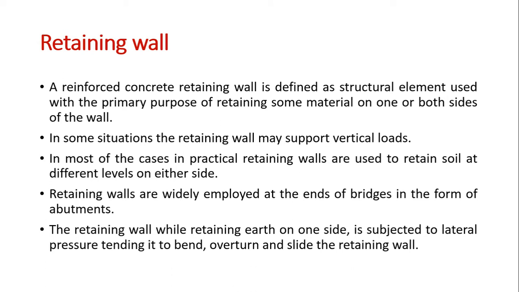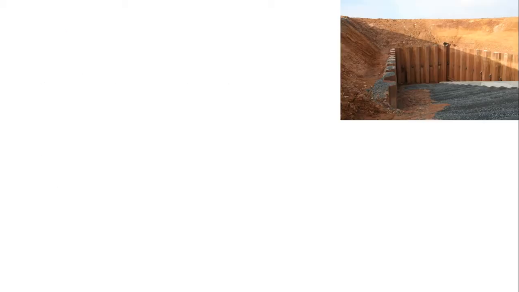This will be more clear when we see the pictures of some retaining walls. Here I have collected some pictures. This vertical structure is called the retaining wall, and it maintains different levels on one side and the other side of it. This is the cofferdam type retaining wall. Here we directly use metal plate to retain the soil on one end.